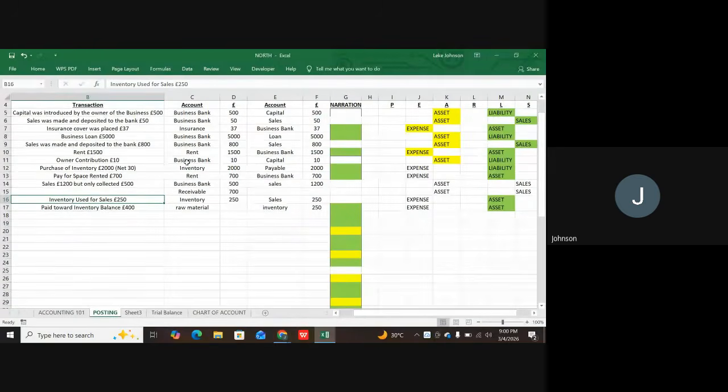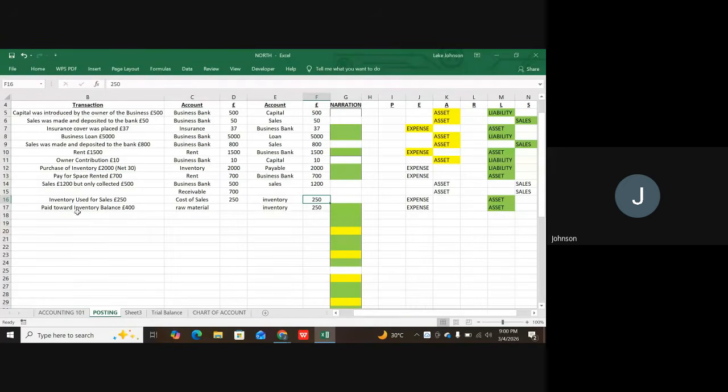Okay, so that is fine. What we are going to have over here is our cost of sales. This is going to be cost of sales. And right over here, we are going to have our inventory. Inventory is going to reduce. So this is how we're going to have this value.